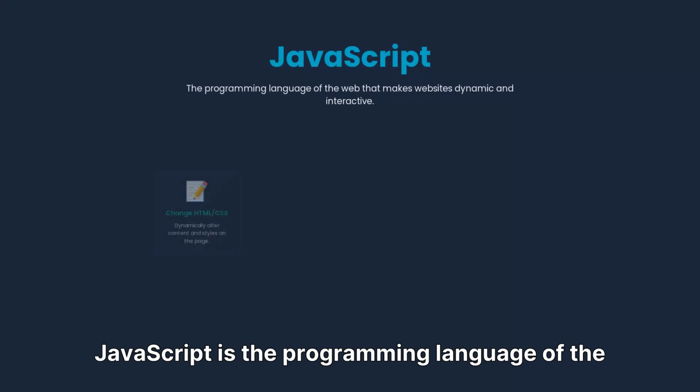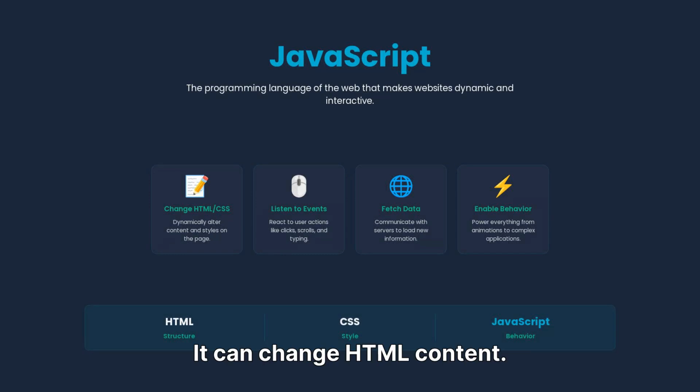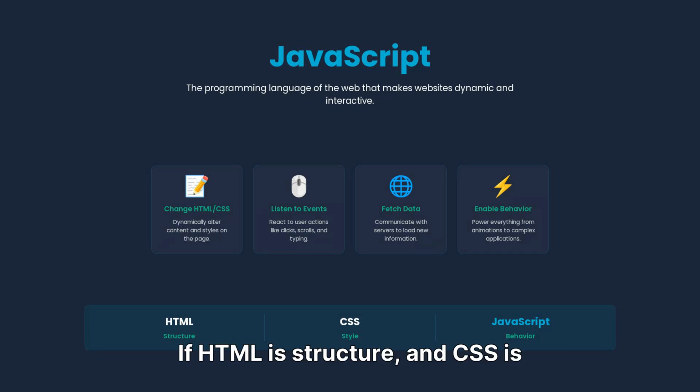JavaScript is the programming language of the web. JavaScript makes websites dynamic. It can change HTML content. It can change CSS styles. It can listen to user actions, like clicks and typing. And it can communicate with servers to load data. If HTML is structure and CSS is style, then JavaScript is behavior.